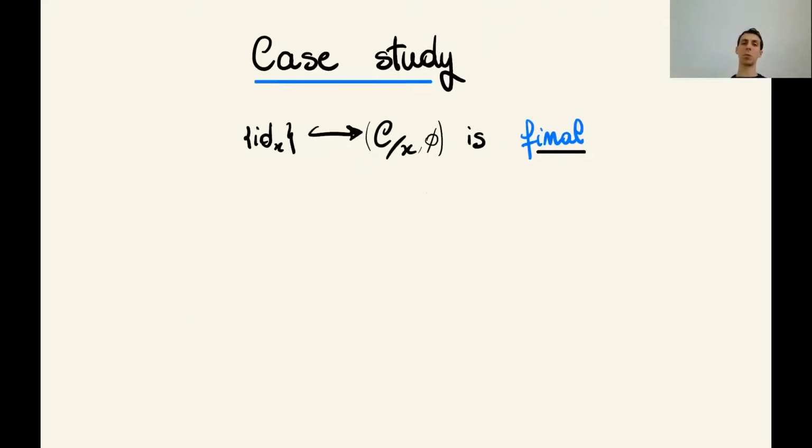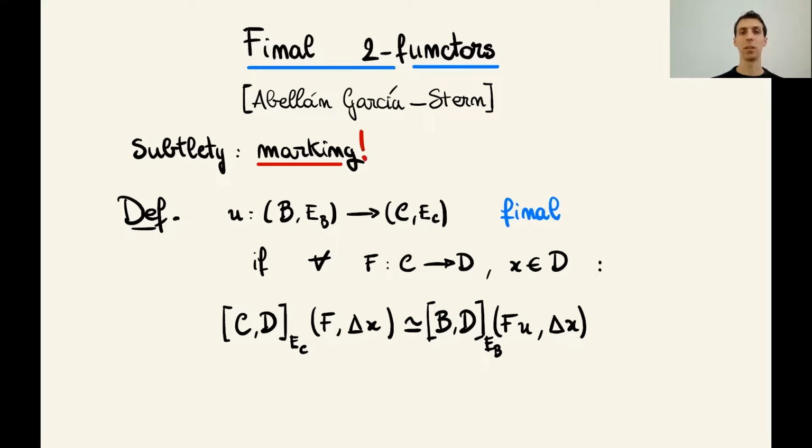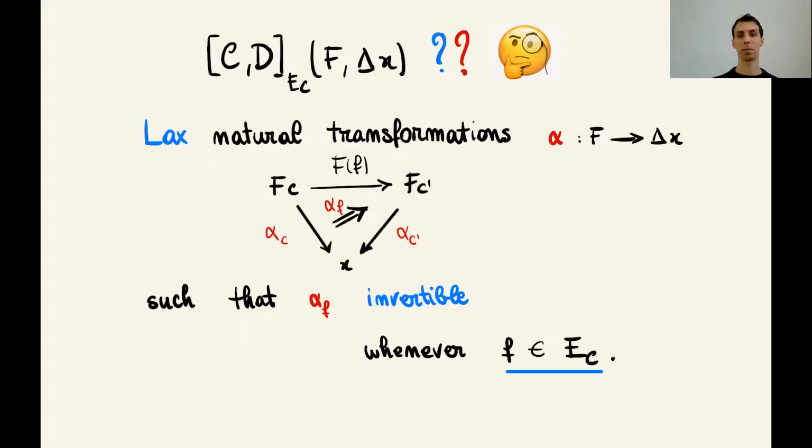Let's see what happens with our prototypical example of a category with terminal object, which is the slice. So C here is a two-category, X is an object of C. And we've seen that the identity of X as an object of the slice should be terminal in a true two-categorical sense. And here we want the characterization with finality with respect to this notion of finality for two-functors.